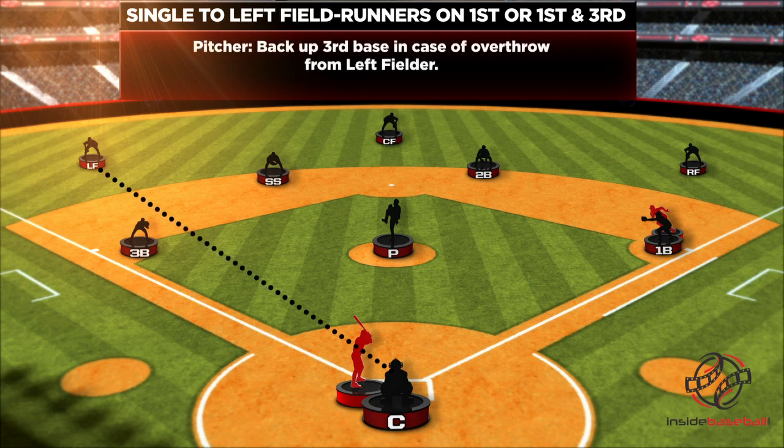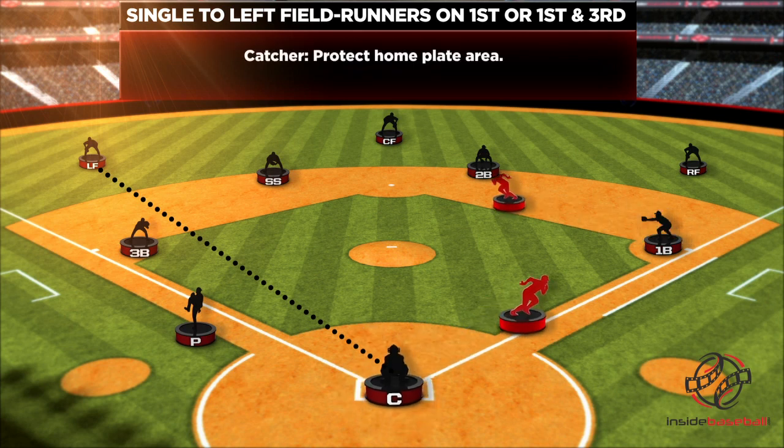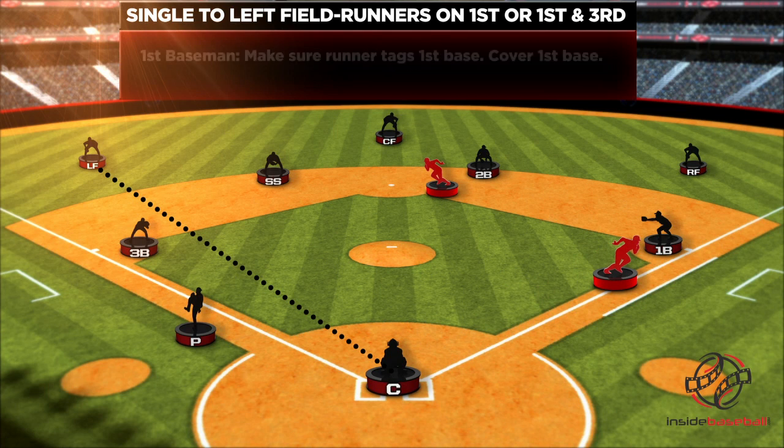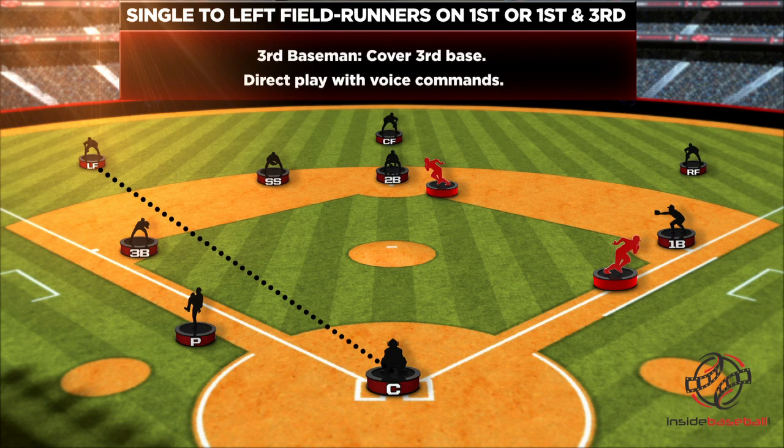The pitcher backs up third base in case of overthrow from the left fielder. The catcher protects the home plate area. First baseman, make sure the runner tags first base, cover first base. Second baseman watches the runner touch second base and covers second base. Third baseman covers third base, directs the play with voice commands.